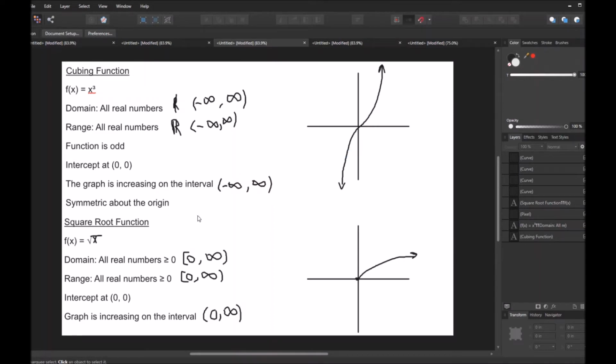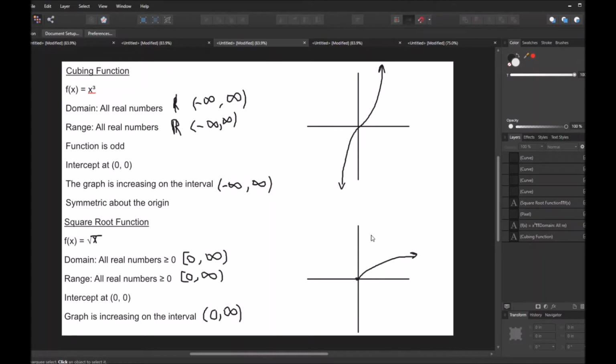Then we get into the square root function, which can be represented by f of x equals the square root of x. The domain is all real numbers greater than or equal to 0, which can be represented with a closed bracket, 0, infinity, meaning that you can plug in 0. It is inclusive of 0, but nothing less than 0. You can't plug in negative 0.1 or negative 5 or negative 100, because you would get the square root of a negative number, which would be imaginary. Then the range is also going to be all real numbers greater than or equal to 0. It's going to have an intercept of (0, 0), and the graph is increasing on the interval 0 to infinity.